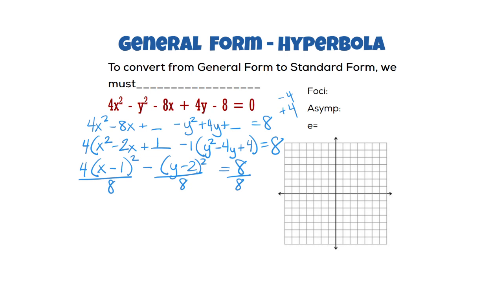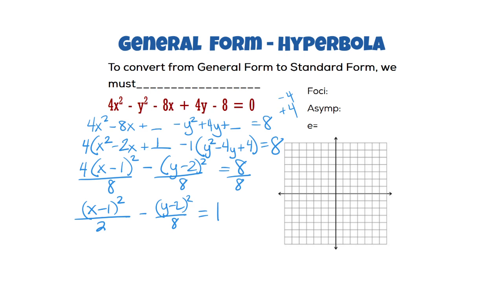The 4 over 8 will reduce, so that's going to become (x minus 1) squared over 2. Not really very pretty there. Next one's going to be a minus. And this one, it doesn't really have any reducing to do. It just is what it is. But it does equal 1 now.